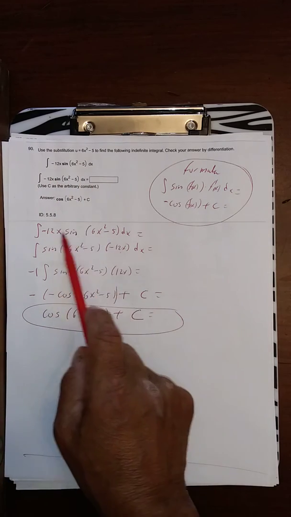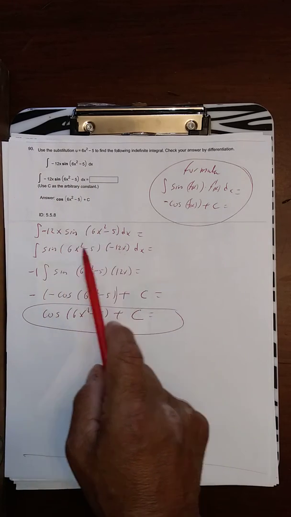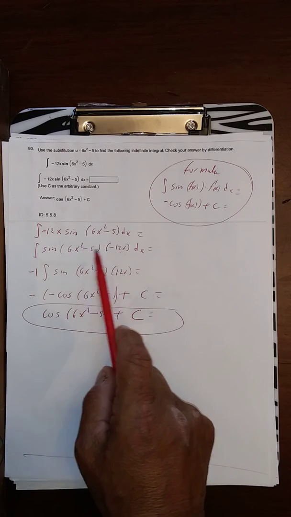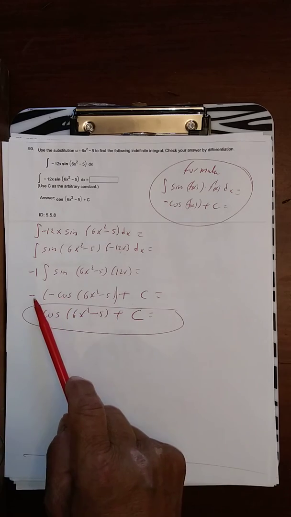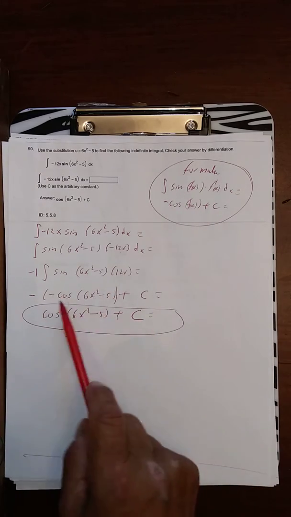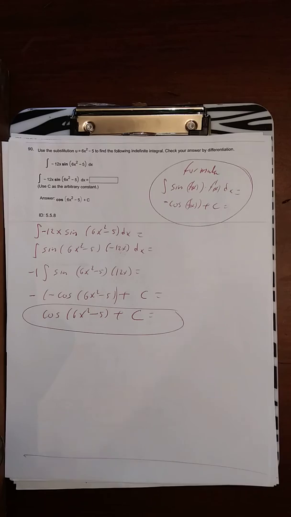Rewrite it. That's not the way we want it. We're going to sign of this, derivative of this, which is, nope, not negative. So take it out. So now we have 12x. Derivative of that is 12x. Yes. So we have negative of, this is going to be negative cosine of this. Negative is positive.